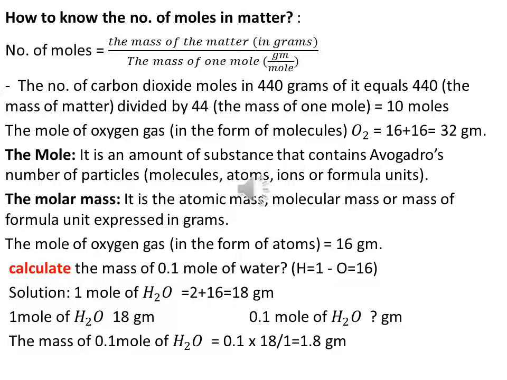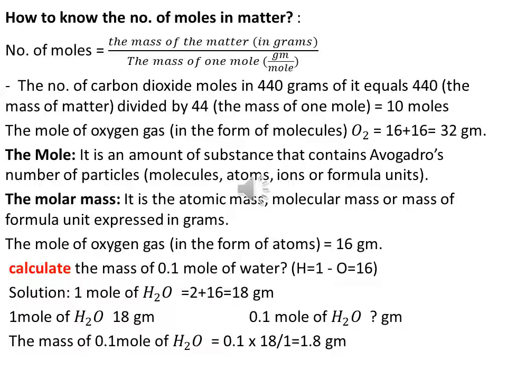What's meant by the mole? The mole is the amount of substance that contains Avogadro's number of particles: molecules, atoms, ions, or formula units. The molar mass is the atomic mass or molecular mass or the mass of the formula expressed in grams. The mole of oxygen in the form of atoms is 16.